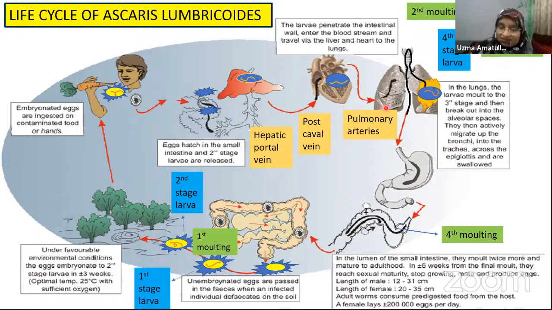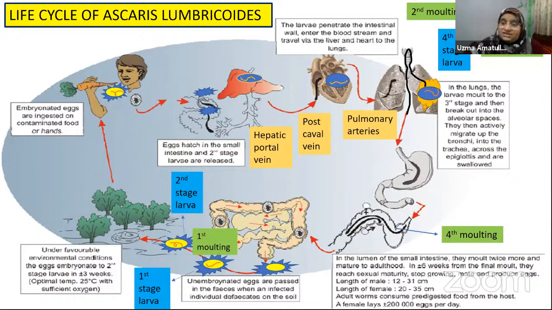And in the lungs, you have already studied in your 10th class, the sac-like structures in lungs are called alveoli. So here they enter into the alveoli. In the alveoli, then what happens? Second molting takes place. Now, first molting has taken place in the soil. Now the second molting takes place in the alveoli of the lungs. After second molting, the second stage rhabditiform larva will transform into third stage rhabditiform larva.